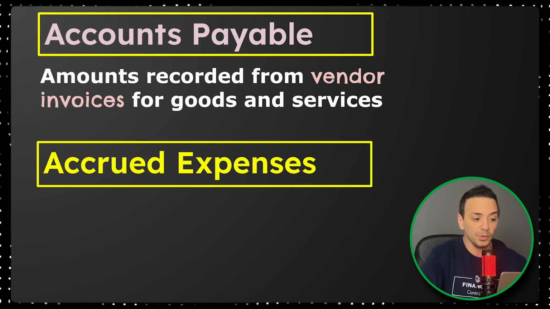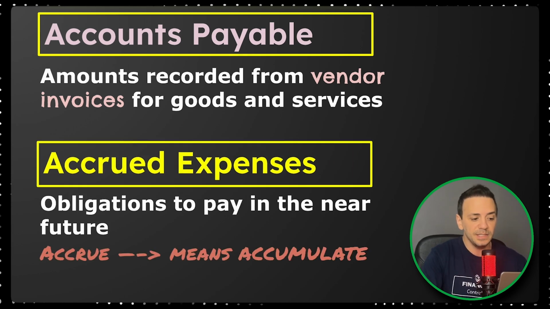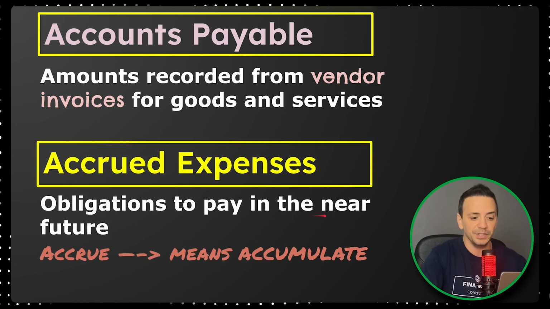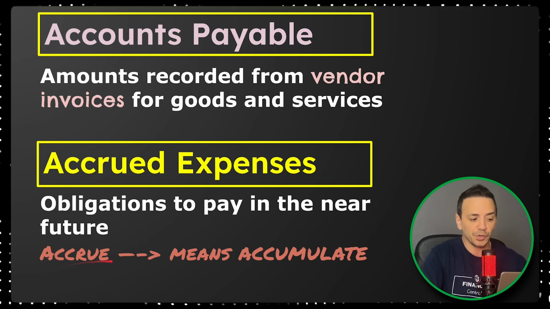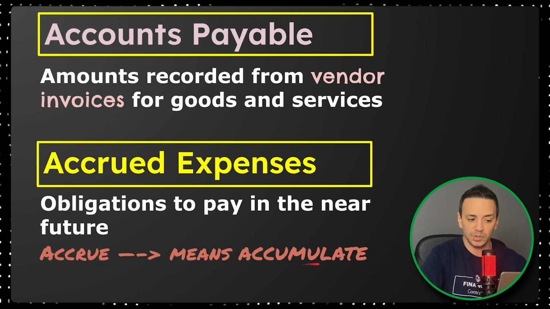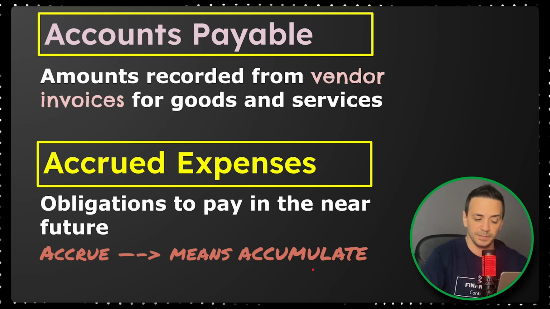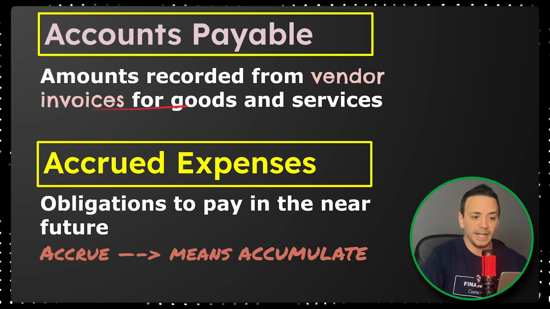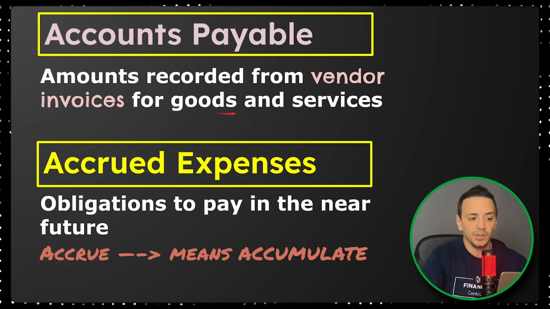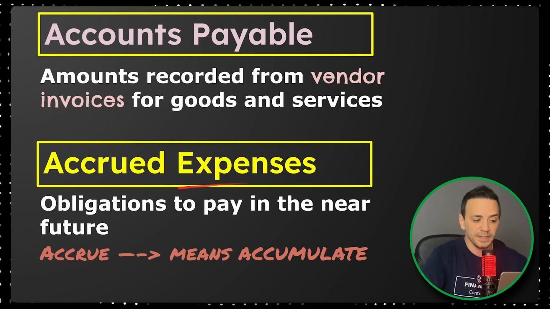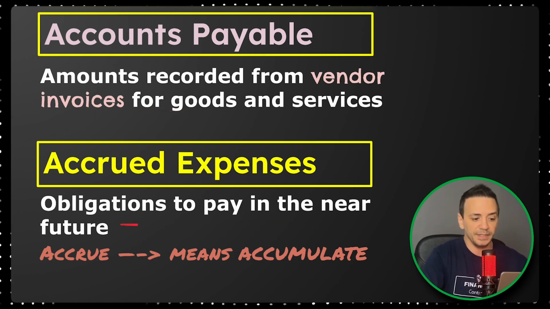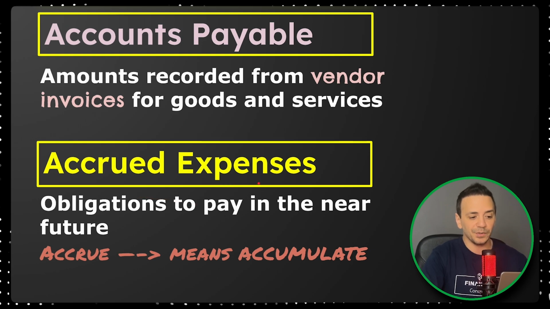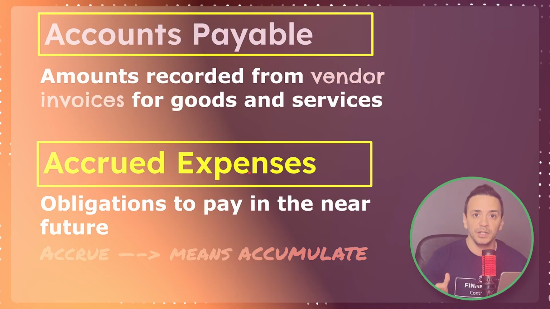Now, with accrued expenses, on the other hand, these are obligations to pay in the near future. And the word accrue just means to accumulate. So it means accumulate or increase, right? So accounts payable is very simple. You have a vendor invoice in hand and it's been approved and you go ahead and record it. With accrued expenses, these are obligations to pay in the near future, and you're going to record them to comply with US GAAP.